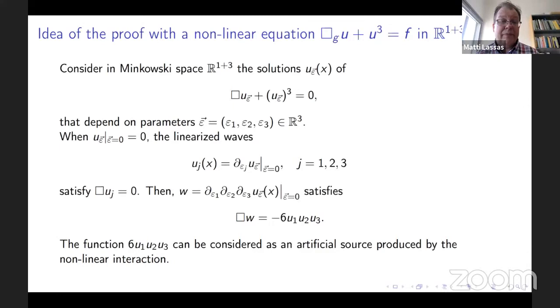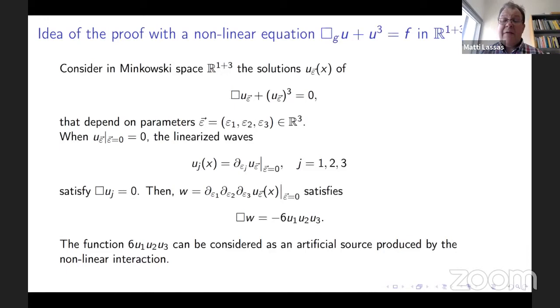So let us consider the nonlinear wave equation where we have the wave operator plus u to the power 3. And we consider now the Minkowski space so that the wave operator is just the standard Euclidean wave operator. Now we consider solutions u that depend on three epsilon parameters, epsilon 1, epsilon 2, and epsilon 3. And we assume that when the epsilons are zero, then the solution is zero. Then we do linearization. If we linearize once, so we take the derivative with respect to a single epsilon_j parameter, like epsilon 1, then we see that this linearized solution satisfies the linear wave equation.